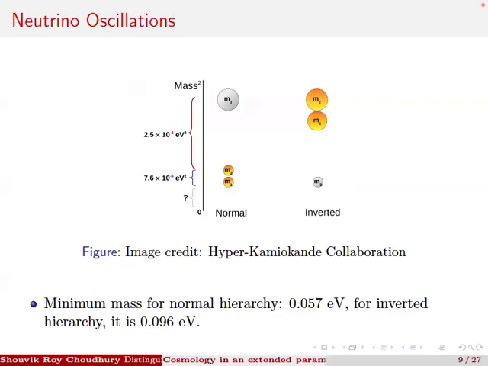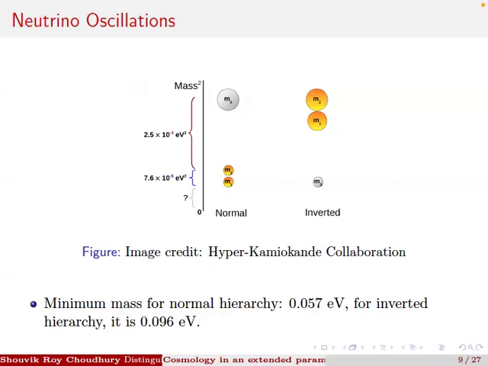So now, the minimum mass required in normal hierarchy. Neutrinos have 3 masses, and the minimum mass happens when the lowest mass is 0. There are 2 hierarchies. In one case, m1 and m2 are at the bottom and m3 is at the top. In the other, the inverted hierarchy, m1 and m2 are larger than m3, so m3 is the smallest mass. The sign of the bigger mass-squared splitting is not known, basically. That is why you get 2 possible hierarchies. But there has to be that mass difference. Yes, otherwise there won't be any neutrino oscillations.